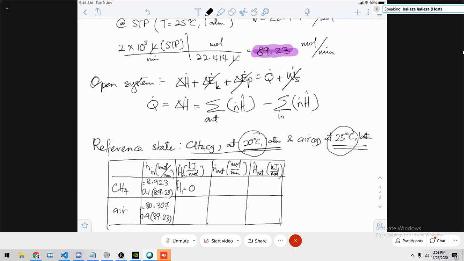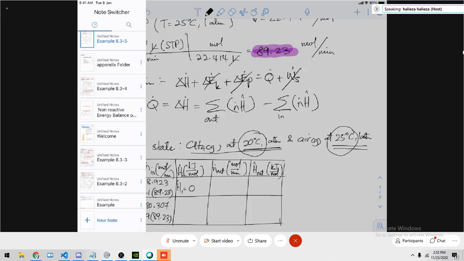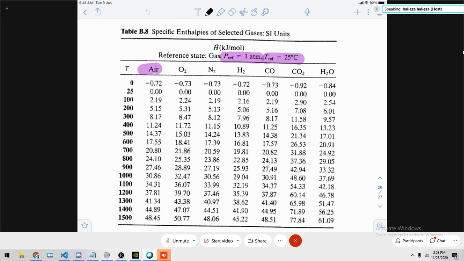Okay. So let's go back to our appendix. Your temperature just now is at 20. It's somewhere here, between. So you need to get that. You need to do the interpolation. What is that enthalpy? Let's look at the value.